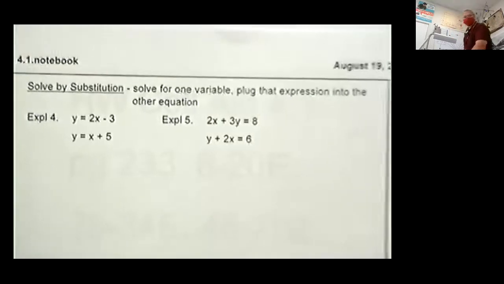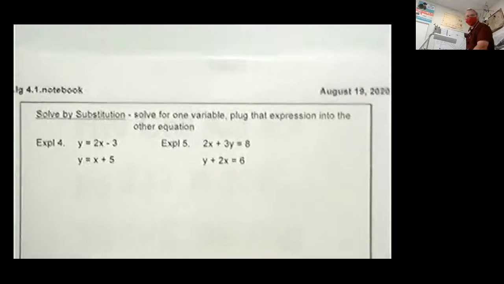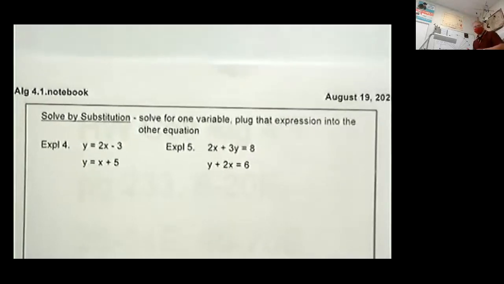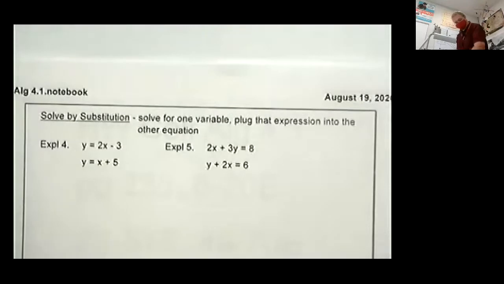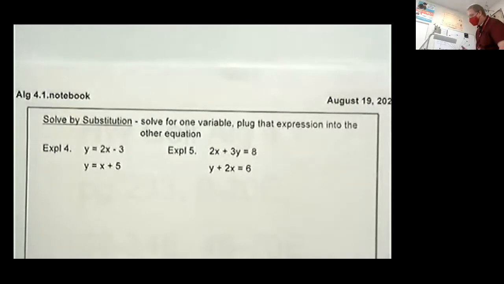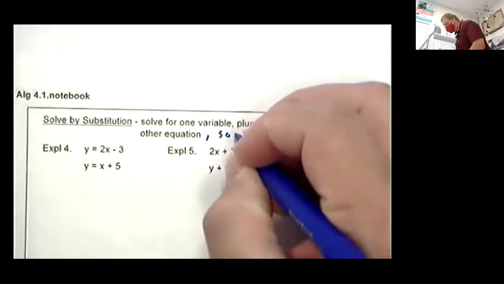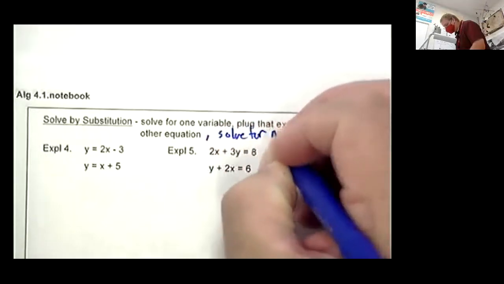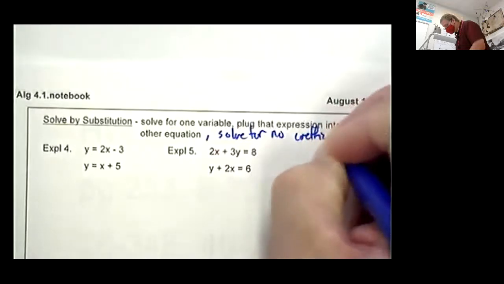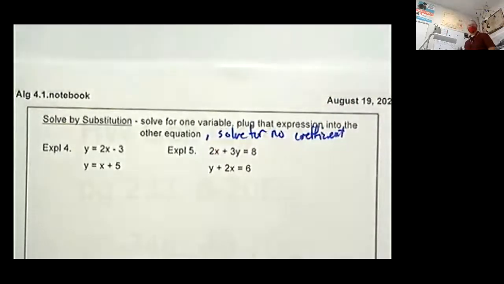Next thing we're going to look at is solve by substitution. To solve by substitution, we're going to solve for one variable, plug that expression into the other equation, and solve. And this was solved by substitution. Now on an assessment, you would need to show this process being illustrated. In example 4, we have a choice. What we're usually going to do first is look for what's the easiest variable to solve for. The easiest variable to solve for is no coefficient. So if we can solve for no coefficient, that's going to be the best thing we can do.